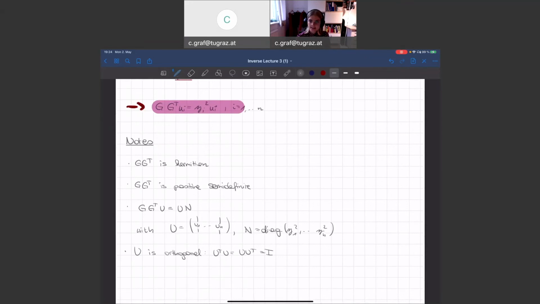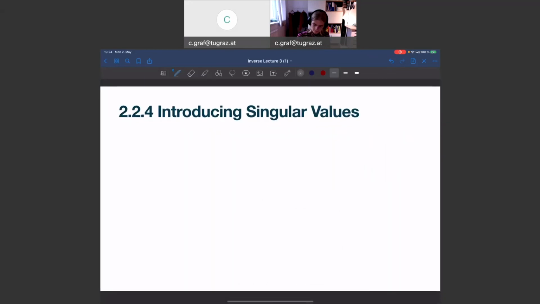So we're back with two eigenvalue problems, which we can solve. Using eigenvalues and eigenvectors, as we've seen already half an hour ago, we can invert square matrices. Now, obviously, we would like to use the same for non-square matrices. Before doing so, we define singular values. So lambda i is defined as the positive square root of eta i squared.